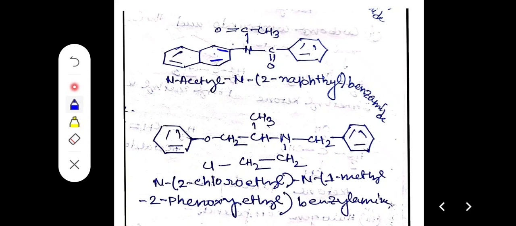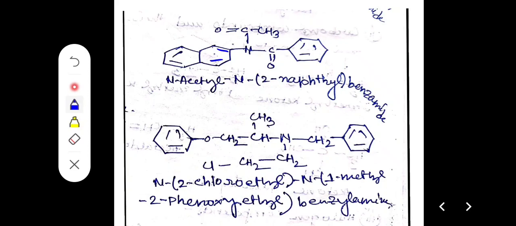And benzamide, we know that a benzene ring with the COONH2 group is called benzamide, and there the NH2 is substituted by the 2-naphthyl group and the acetyl group. That's why we can say this is a benzamide derivative. And if we write the whole name, we can say N-acetyl-N-2-naphthylbenzamide, because this benzamide nitrogen has an acetyl group, that's why N-acetyl. This nitrogen has a 2-naphthyl group, that's why N hyphen in bracket 2-naphthyl.